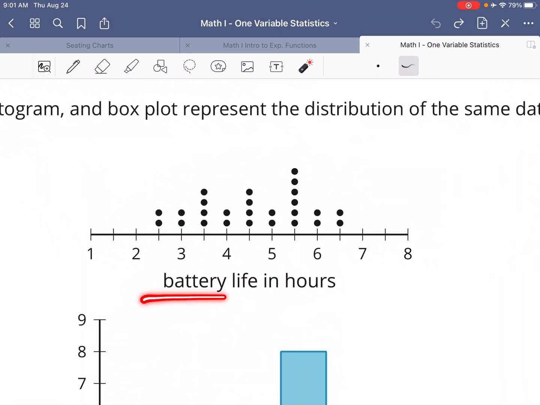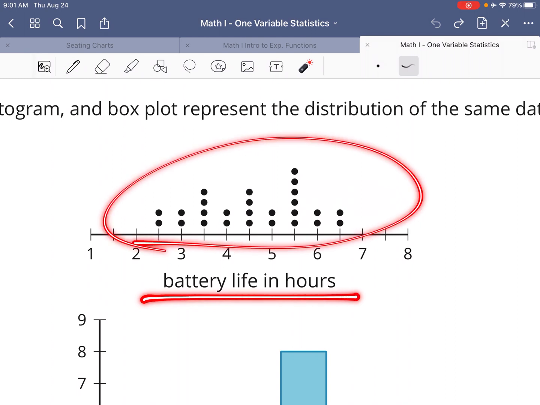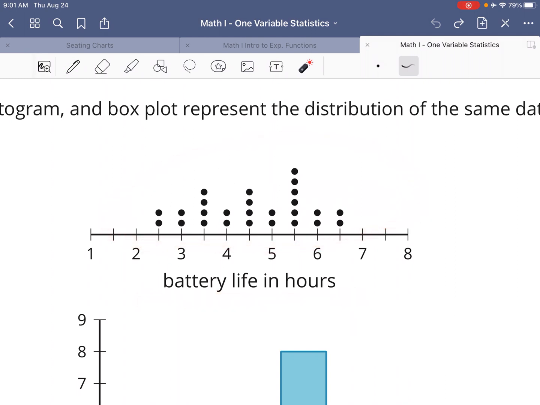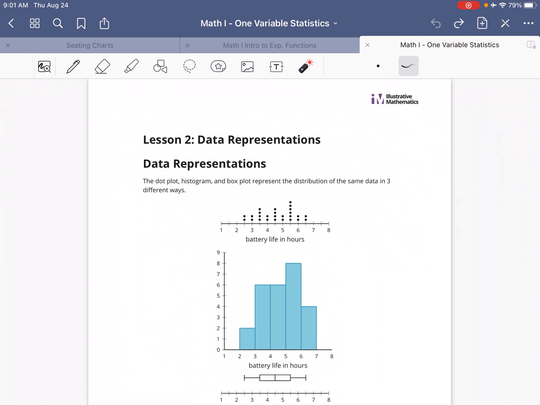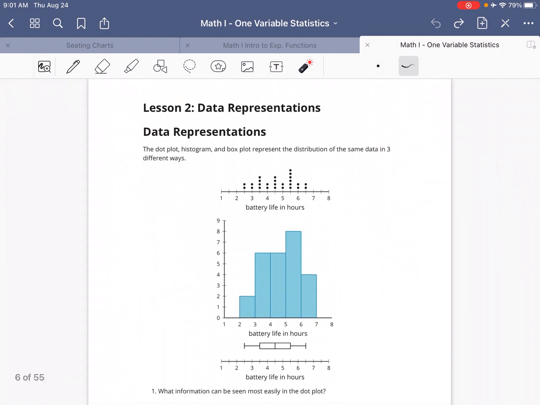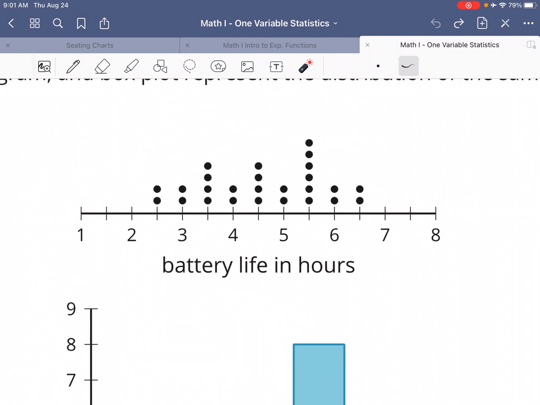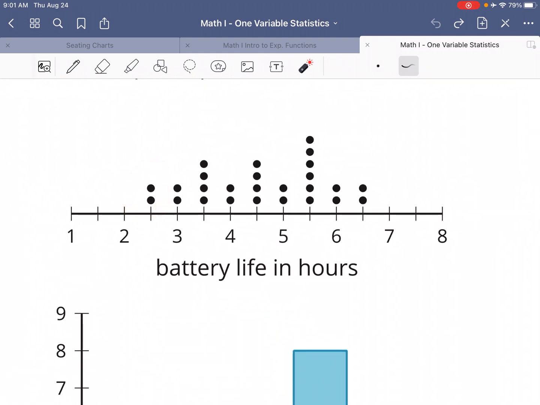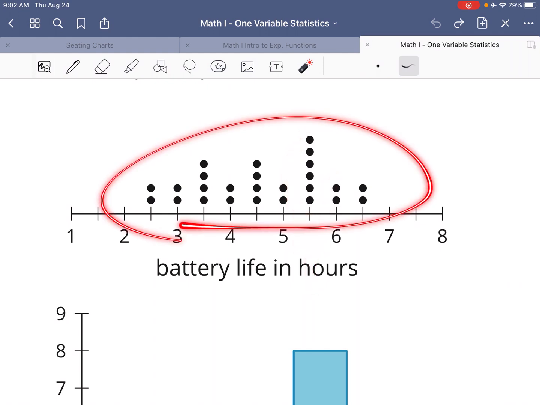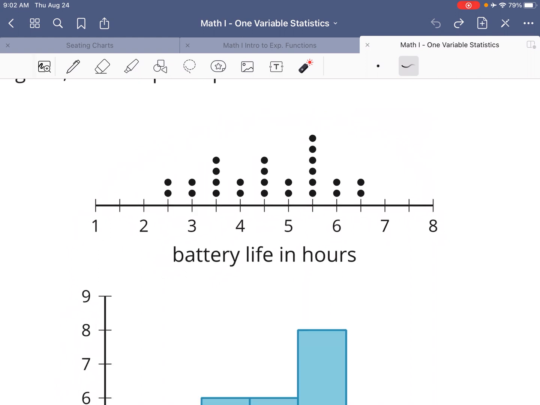First of all, let's take a look at the dot plot. This says battery life in hours, and then we see a bunch of dots here. Each of those dots represents, I think it was a cell phone. Yeah, pretty sure. Each dot represents a cell phone that had a certain amount of battery life that it lasted. So we have two phones that lasted 6.5 hours. We've got 1, 2, 3, 4, 5, 6 that lasted 5.5 hours. So each dot is an individual phone. It's an individual data point.